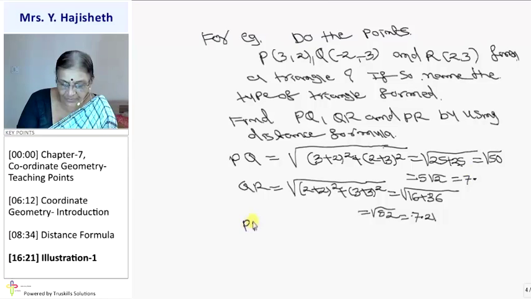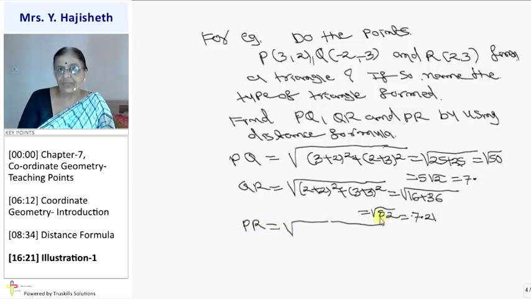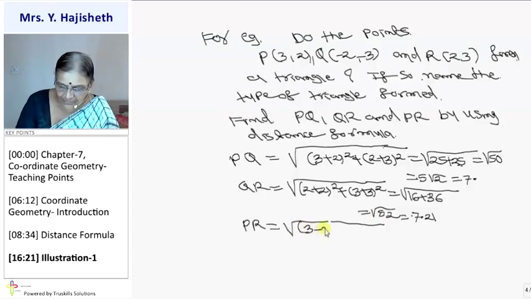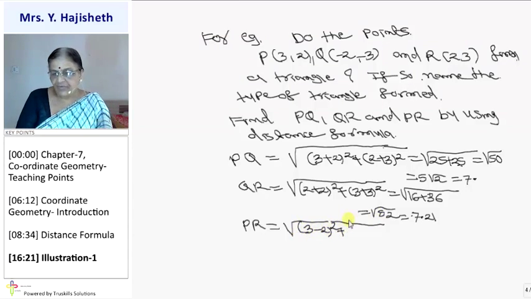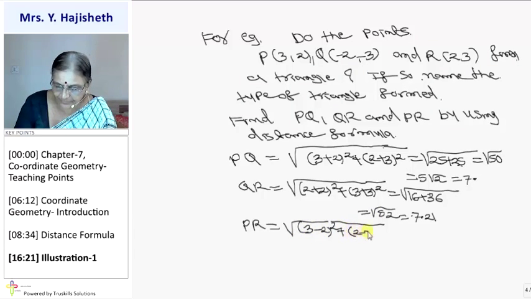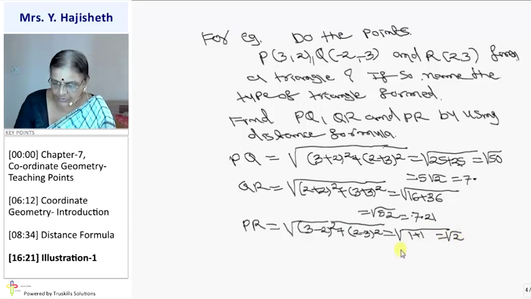And PR, the approximate value is very near to 7. PR: you concentrate on the coordinates of P and R. (3 minus 2) whole square, since P's x coordinate is 3 and R's is 2, plus P's y coordinate is 2 and R's is 3, so 2 minus 3. And that is equal to under root 1 plus 1, so it is under root 2, and under root 2 is approximately 1.41.